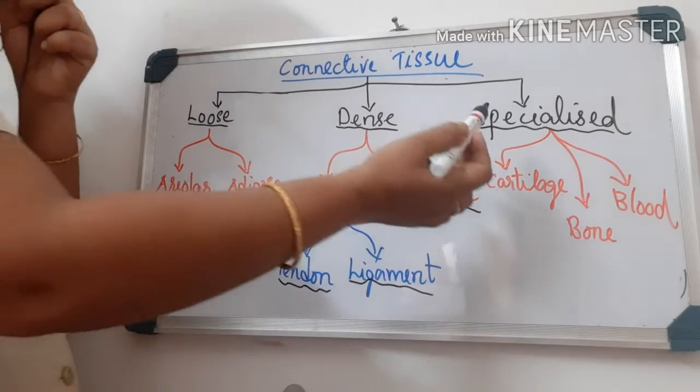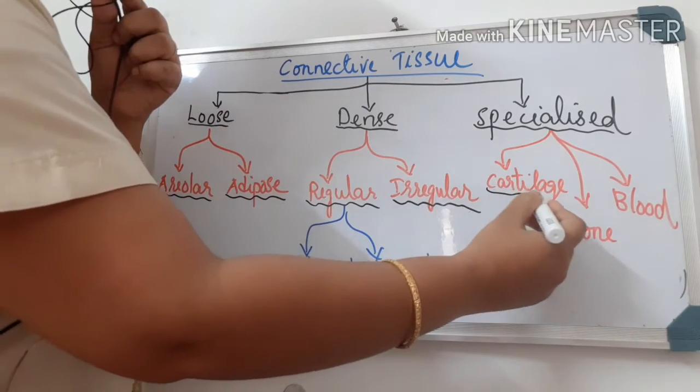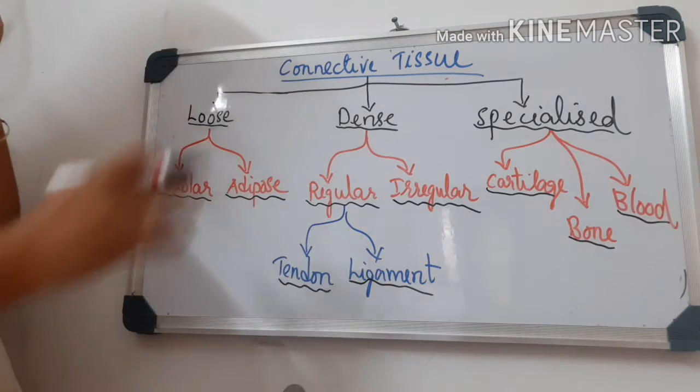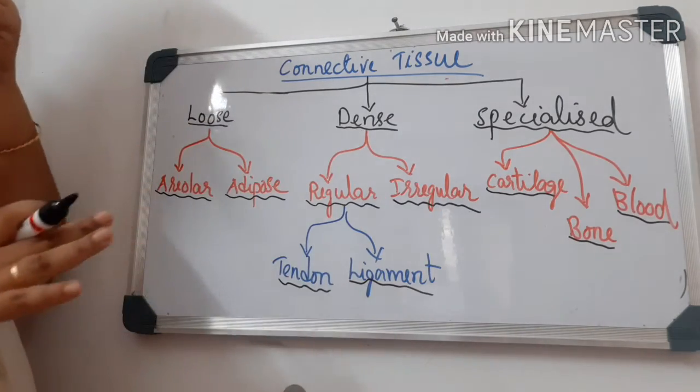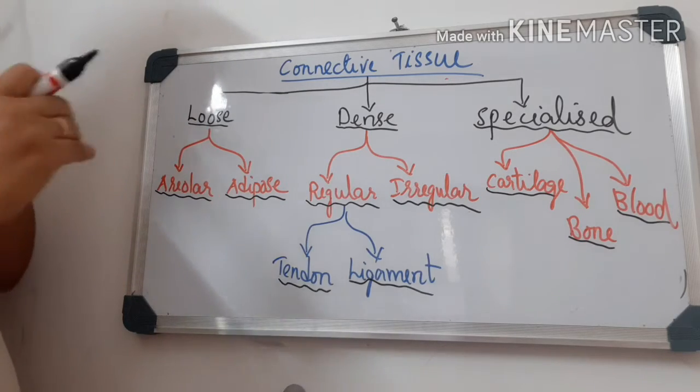The last one, specialized connective tissue, has three divisions: cartilage, bone, and blood. So this is how the division of the connective tissue goes, and now we will deal with them in detail, one by one.